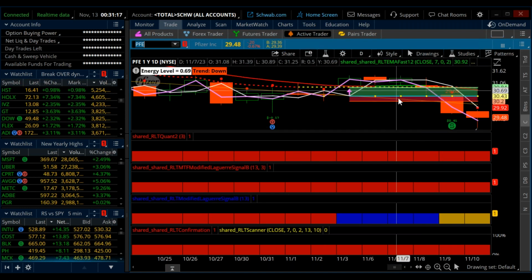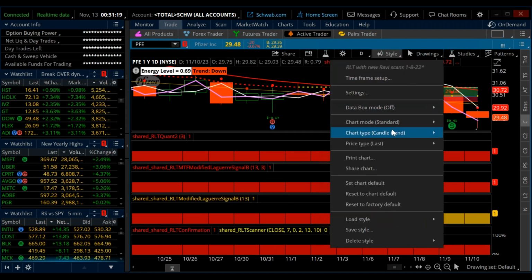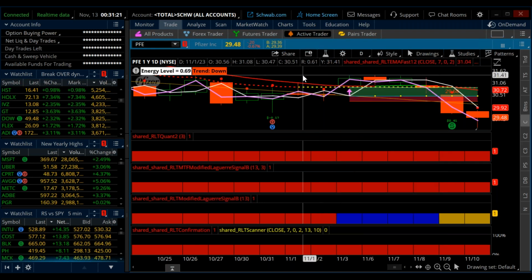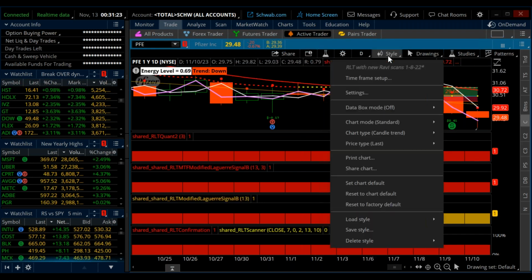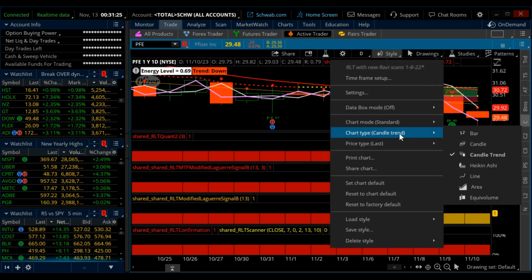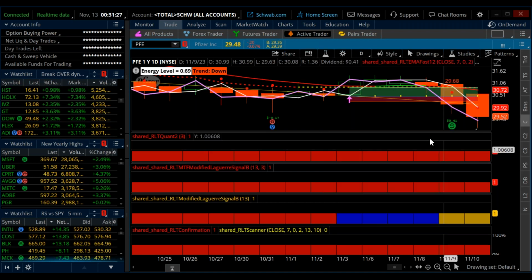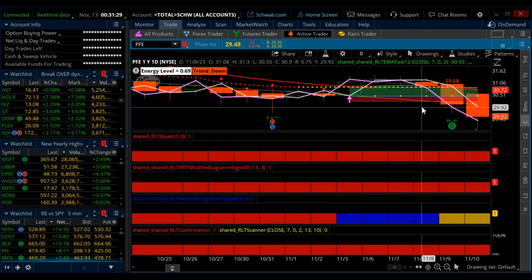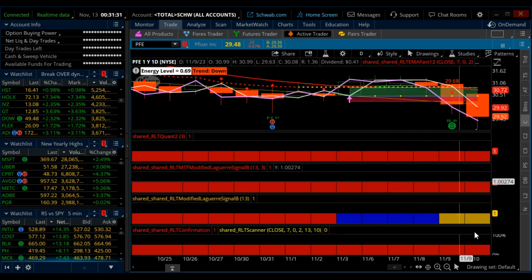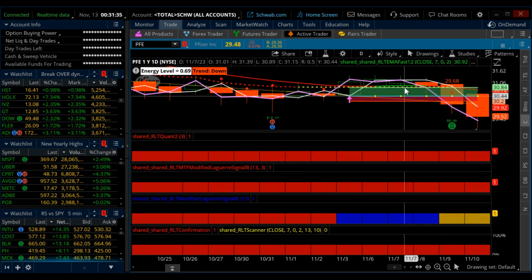Let me switch these over to Heiken-Ashi candles. These are regular candles right here. So we switch this over in the style to a candle type of Heiken-Ashi. If you look at this, a couple of things jump out. Obviously, it's bearish. The institutions are selling it. You notice this dynamic compression zone. The Compass system produces a dynamic compression zone as they occur.